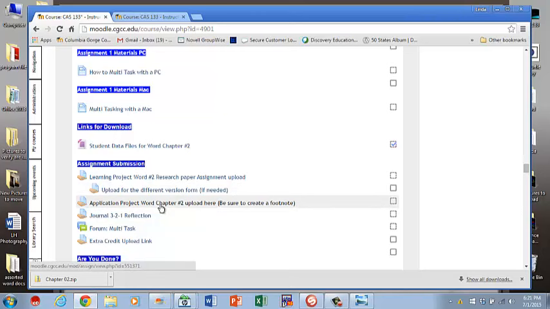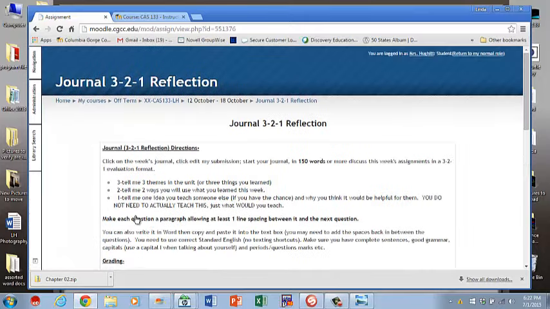So if you didn't quite get it or you struggled a bit last week, go back to last week and watch the information about the application project, reread the PDF application project directions, whatever it is you need to make sure you're understanding what you need to be doing. Then you have your journal, which is your 3-2-1 reflection. We did it last week.